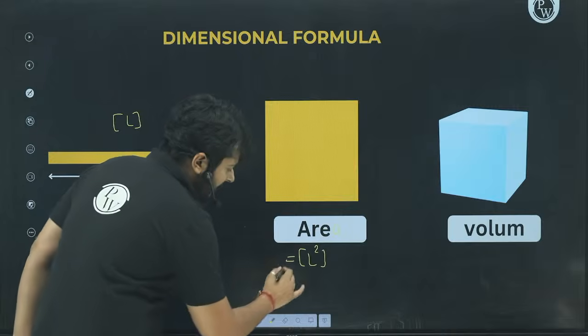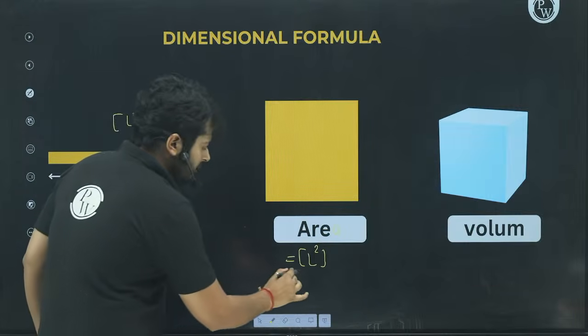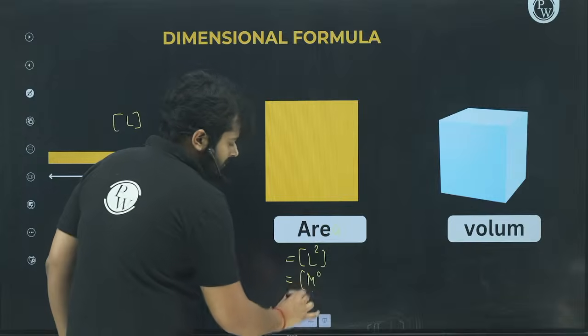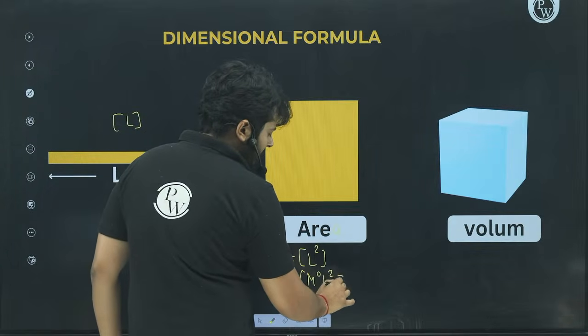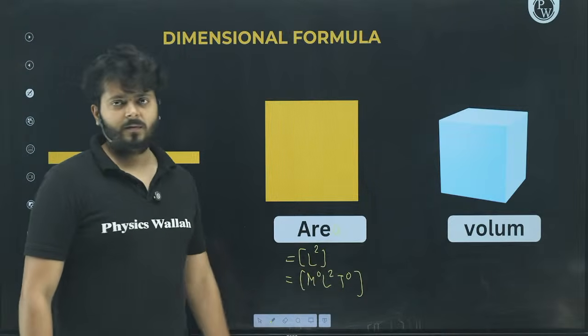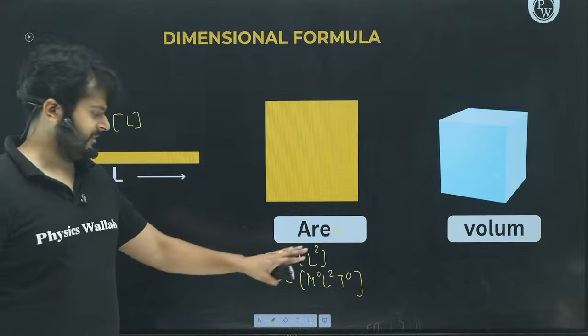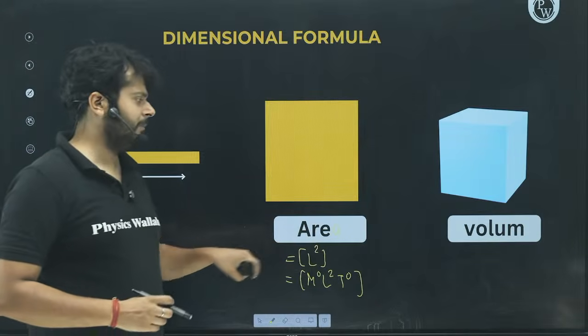And in a better way, I can write it as the measurement of area. It does not depend on mass, so it depends on mass to the power 0. It depends on length to the power 2, and it does not depend on time, so time to the power 0. So M0, L2, T0. This is a better way of writing it because it helps us solve better kinds of numericals as well.